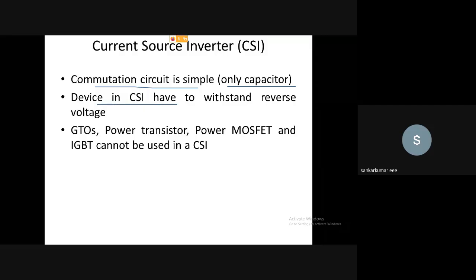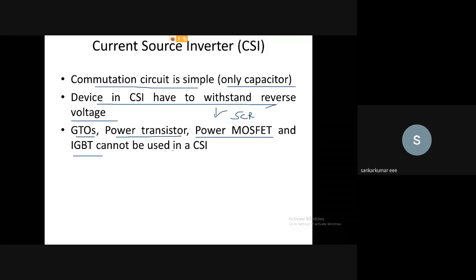In CSI, the devices have to withstand reverse voltages. So higher voltages have to be withstood by the devices connected in the inverter. The devices like GTOs, power transistors, power MOSFET, and IGBT cannot be used in CSIs since they cannot withstand the reverse voltage. The device which will withstand the reverse voltage is the SCR. That is, it has a forward blocking state and a reverse blocking state. In both forward and reverse, it will block the voltages. So the SCR will be used in case of CSI.